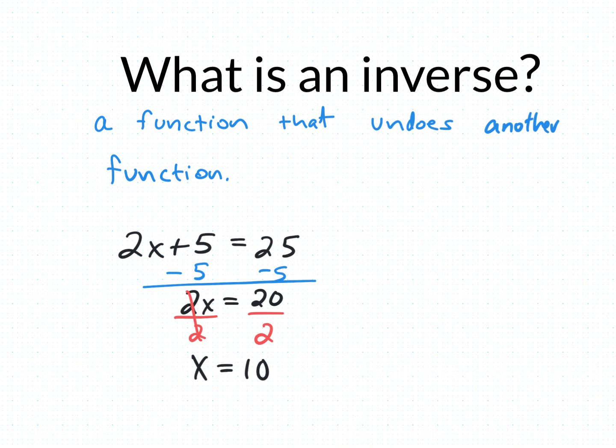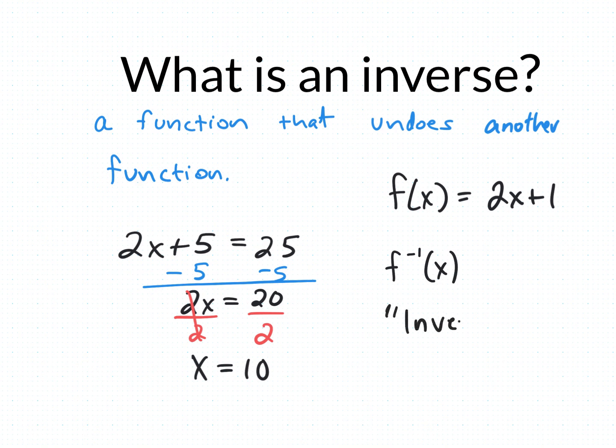The way we write an inverse function mathematically is if we have a function, say f of x, and let's call it 2x plus 1, its inverse would be written as f to the negative 1. I mean, it looks like f to the negative 1. We don't actually call it f to the negative 1. We would read this as the inverse of f of x.